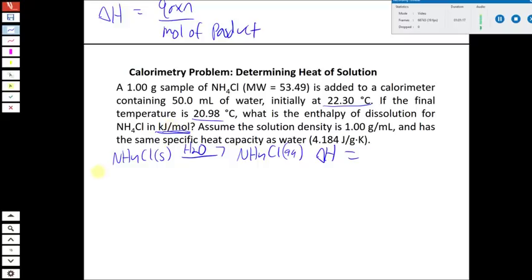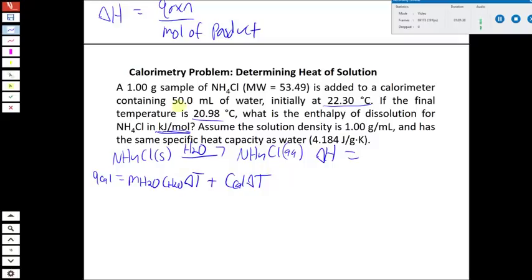So the first step, as I said, is to calculate the heat for the calorimeter, which is going to be the mass of water in the calorimeter times heat capacity of water times delta T, plus the heat capacity of the calorimeter itself times delta T. Now, if we look at this problem here, did I give you the heat capacity of the calorimeter? Does anybody see it anywhere?